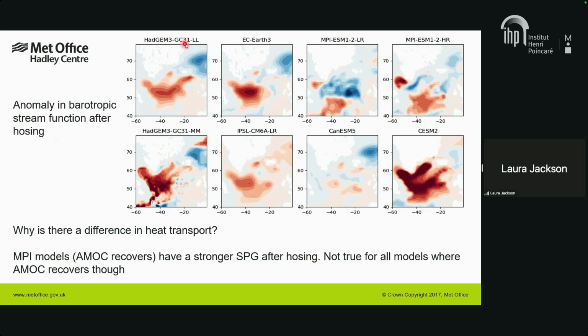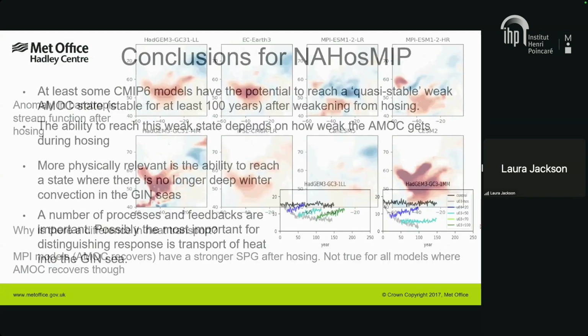But we don't see the same in these other two models here. They do have a stronger subpolar gyre in the GINs, but then so do two of the other models where the heat transport weakens strongly. So the answer is we're not really sure about that.